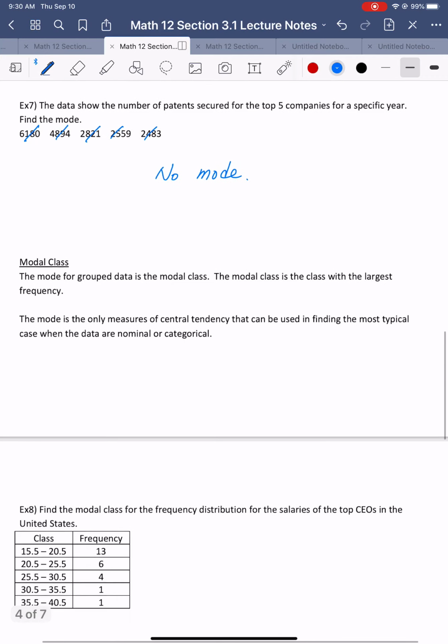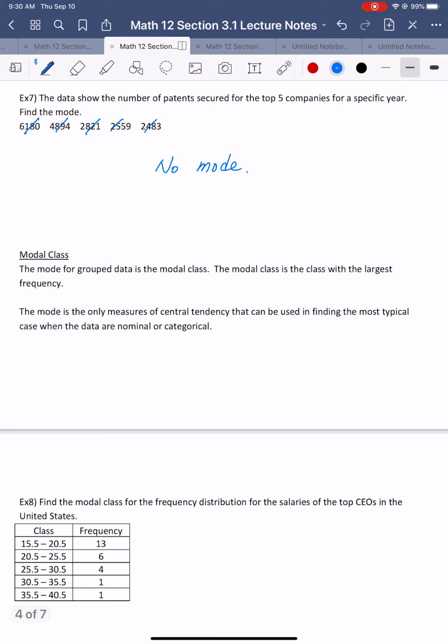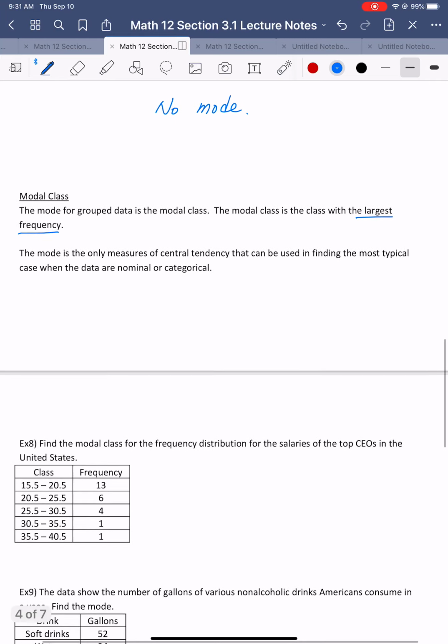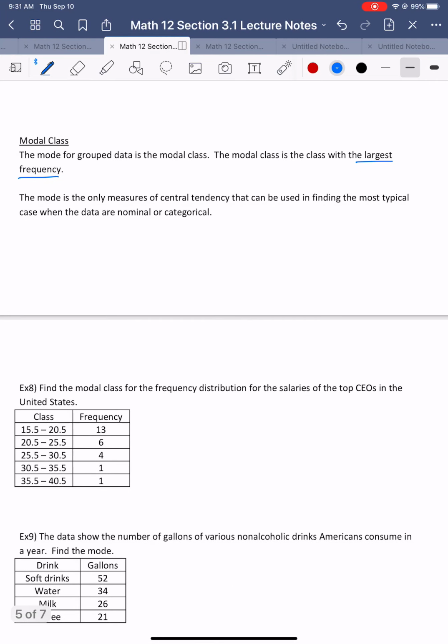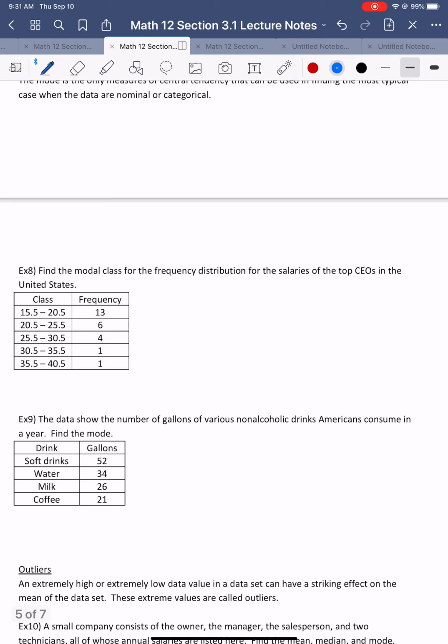Now, modal class. The mode for grouped data is the modal class. The modal class is the class with the largest frequency. The mode is the only measure of central tendency that can be used in finding the most typical case when the data are nominal or categorical. So example A, find the modal class for the frequency distribution of the salaries of the top CEOs in the United States. So which one has the most frequency? It is 13, right? That means this is what we call the modal class.